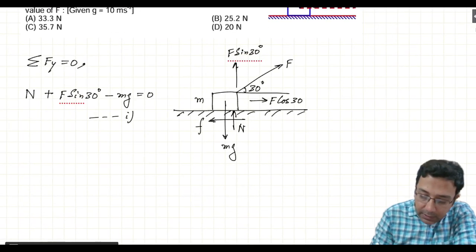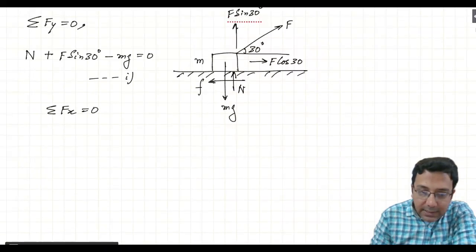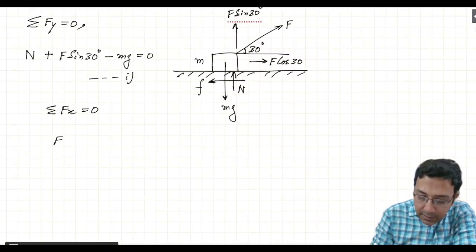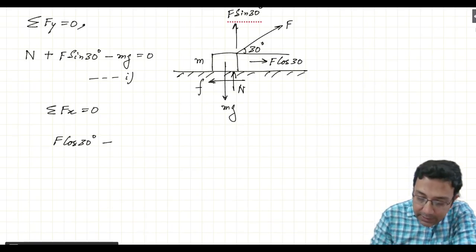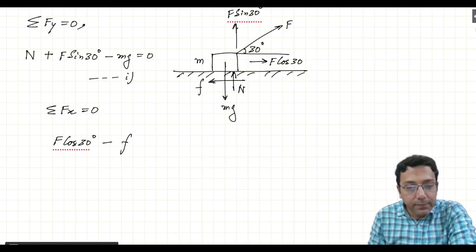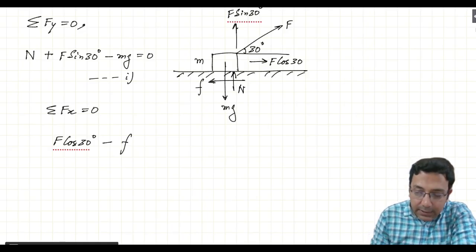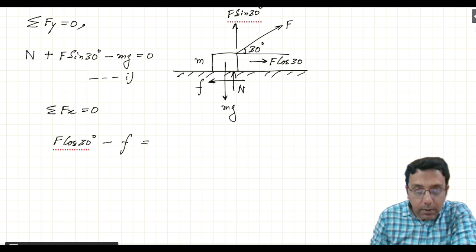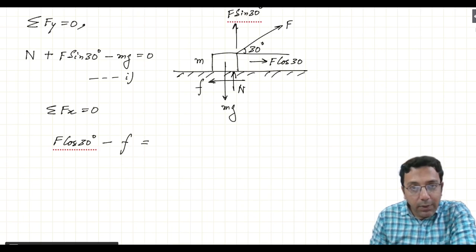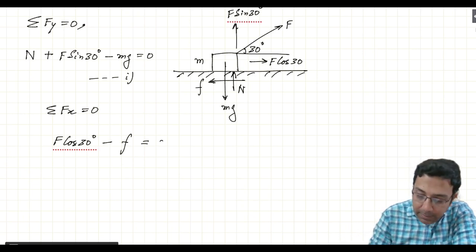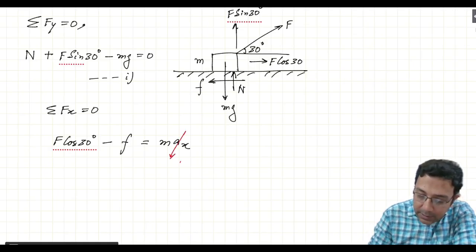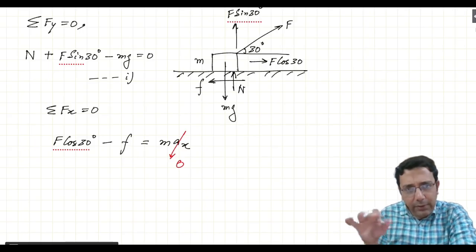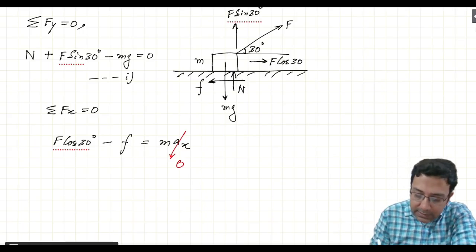And if I do sigma Fx equal to 0, first is F cos theta. F cos theta is positive, acting on the right side. Friction is on the left side, so minus f, is equal to, if I say that one acceleration acts, but that acceleration will be 0, so that will be mass into ax. But in this case, this particular component is 0 because it is still at rest. It is just starting to move, so it is still at rest.